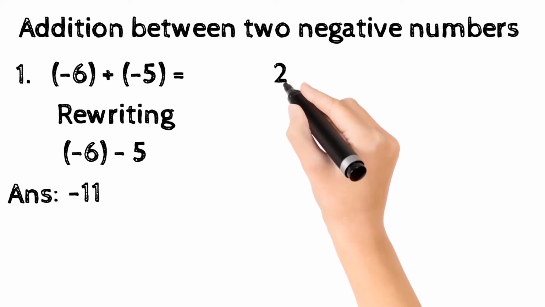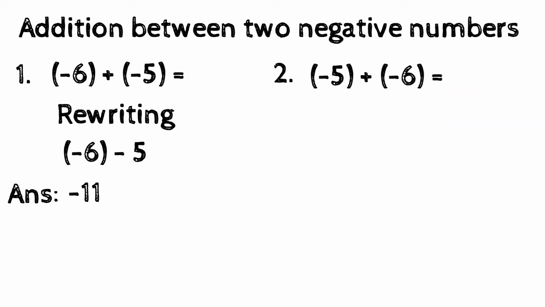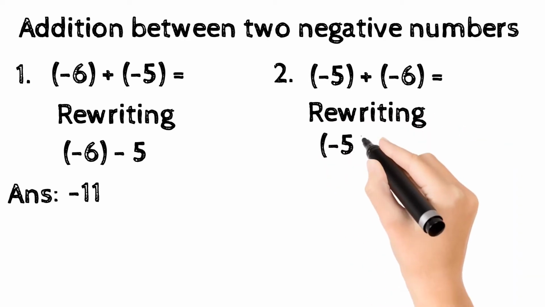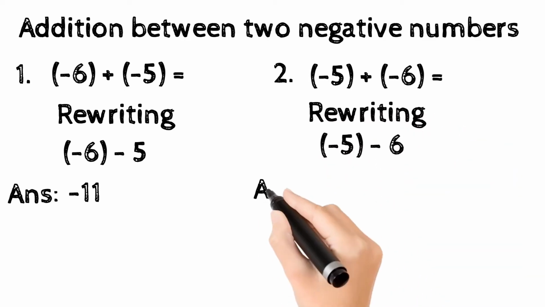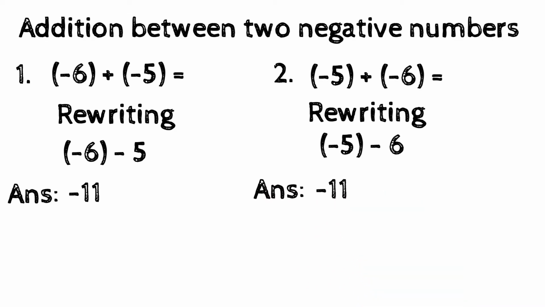Let's see the next example. -5 plus -6. Let's rewrite it. -5 plus into minus, minus 6 is equal to 11. And here again the 6 is the biggest, so the sign will be minus: -11.